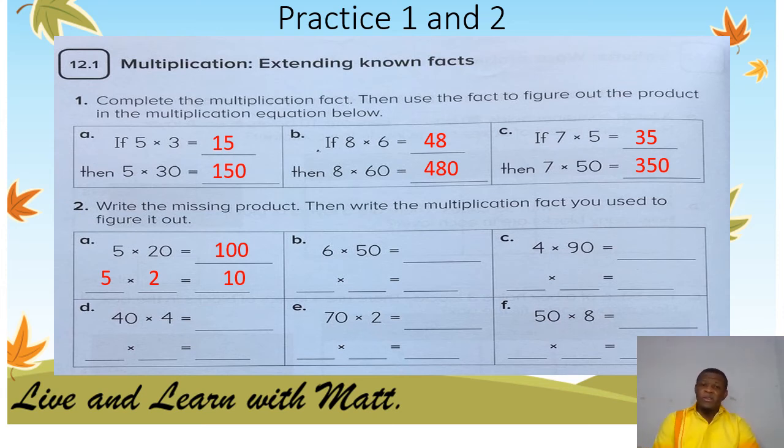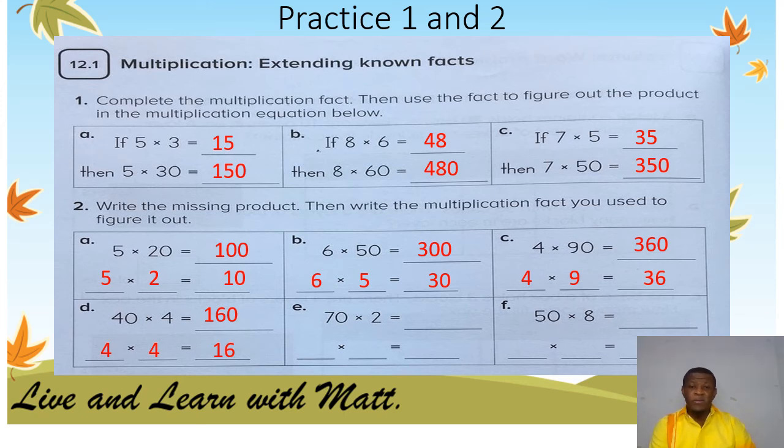Now part B. 6 times 50. So we can use 6 times 5, which is 30, to figure out 6 times 50, which will be 300. Part C, we can use 4 times 9, which is 36. Therefore, 4 times 90 will be 360. Part D, we can use 4 times 4, which is 16. Therefore, 40 times 4 will be 160.